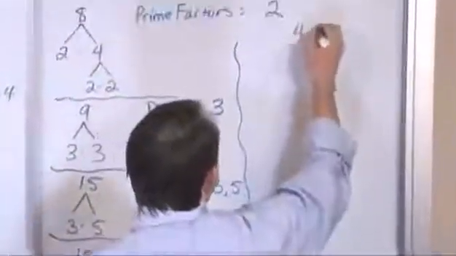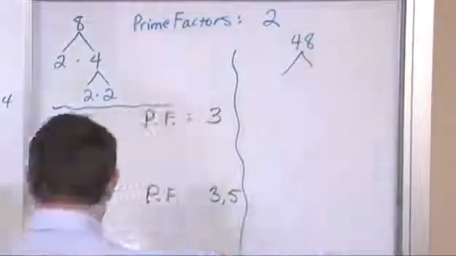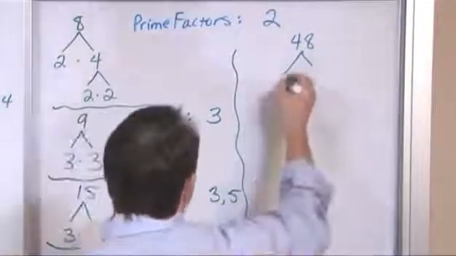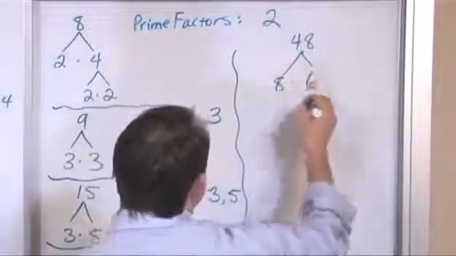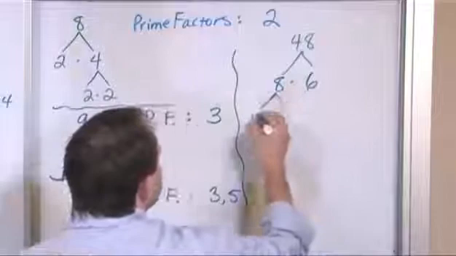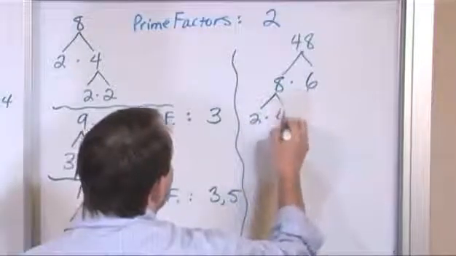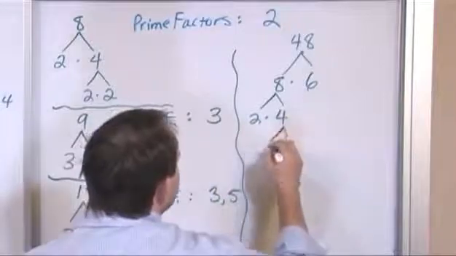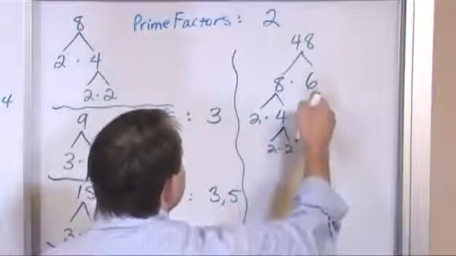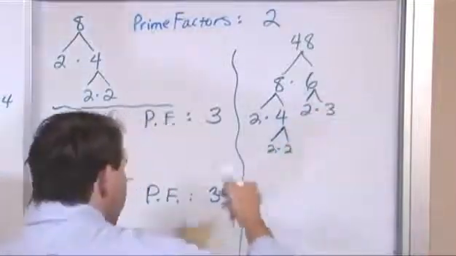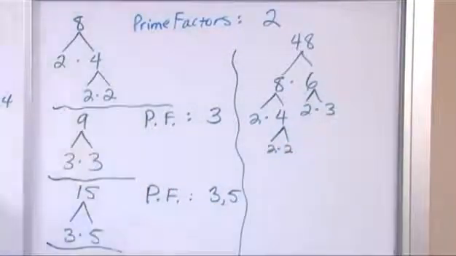How about 48? Well, there's lots of decisions there. You could do lots of different numbers multiplied together. I happen to think of 8 times 6 is 48. Now, neither one of these is prime, so the 8 can be written as 2 times 4. 2 is prime, so I stop here, but 4 can be written as 2 times 2. 6 can be written as 2 times 3. So now we're done because we continue down and everything is a prime number.